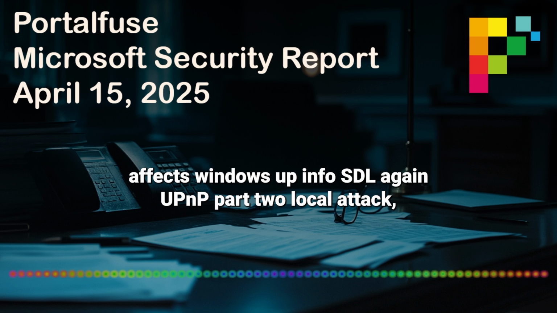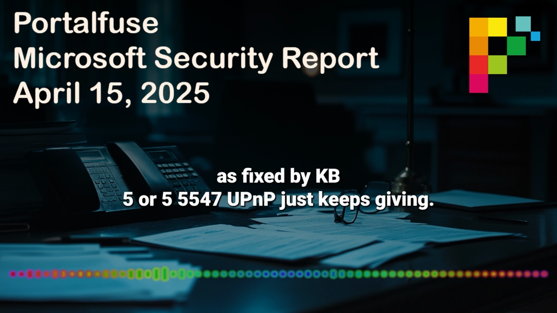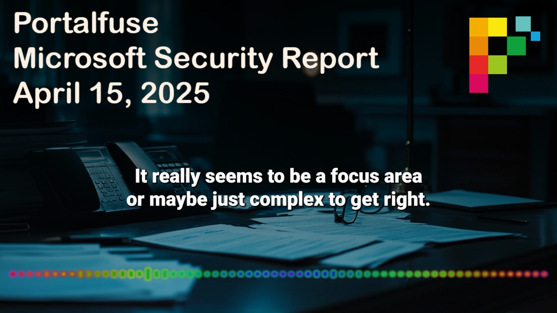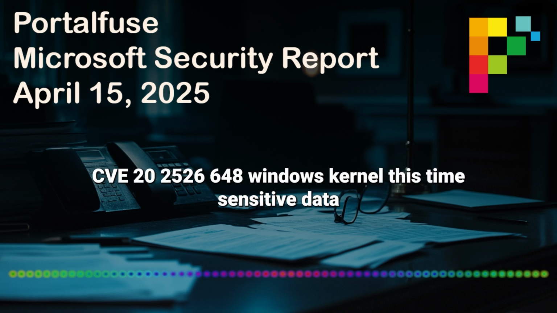UPnP Part 2. Local attack, high complexity race condition, potential system. And explicitly called out as fixed by KB 505-5547. UPnP just keeps giving. Huh. It really seems to be a focus area, or maybe just complex to get right. Race condition or not, system is the goal. Right. CVE 2025-26648. Windows kernel this time.